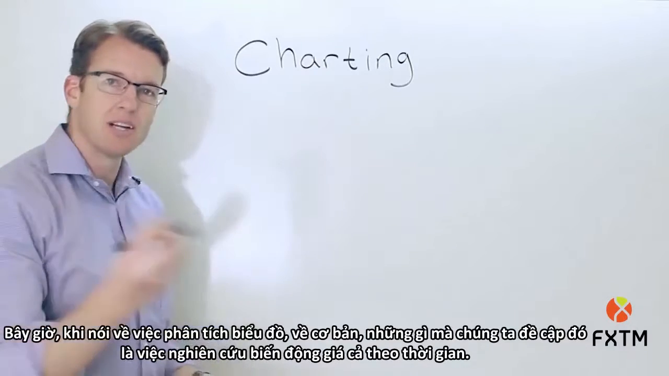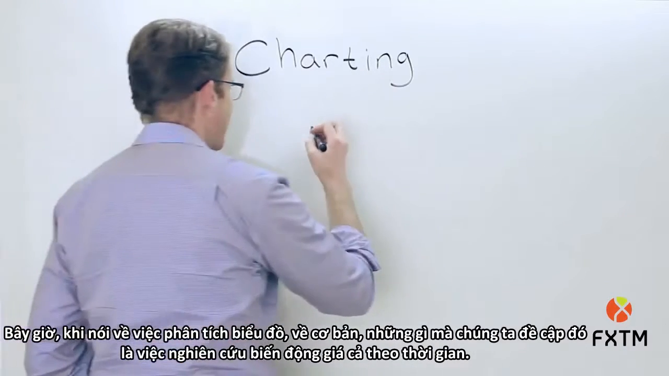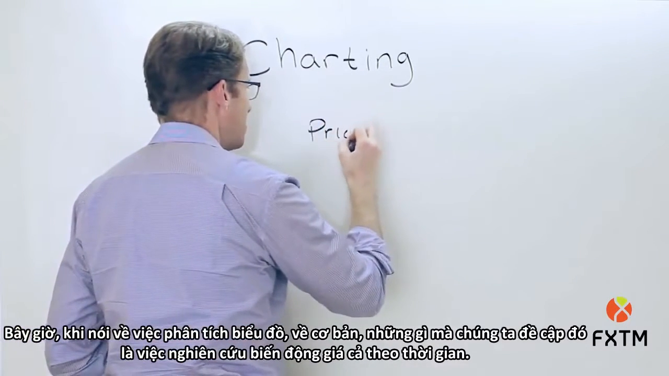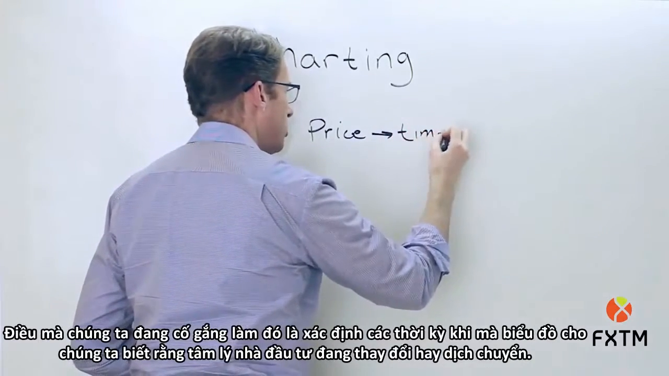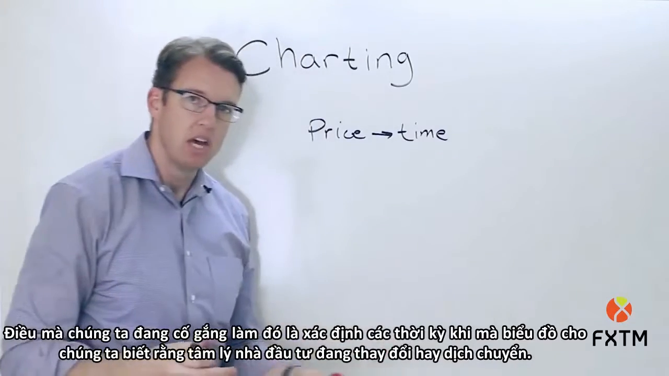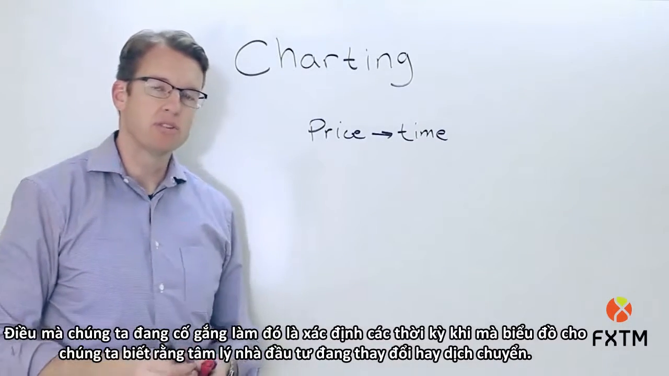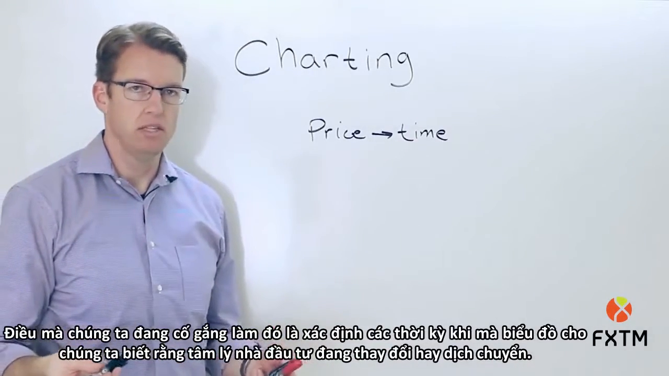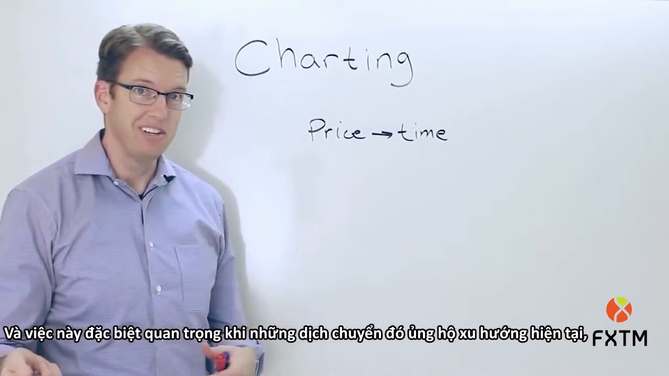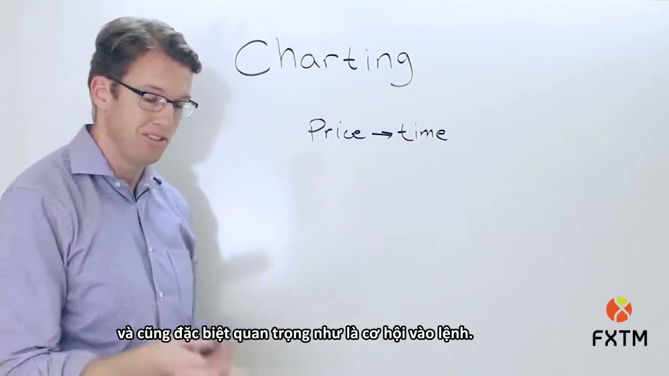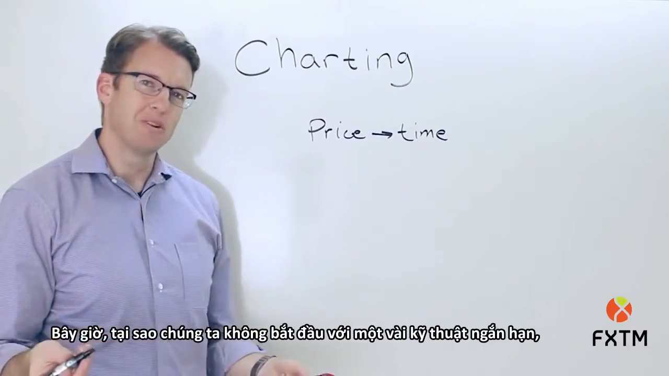Now, when we talk about charting, what we're basically saying is that it's a study of price changes over time. And what we're trying to do is identify periods where the chart is telling us that investor sentiment is changing or shifting. This is particularly important when those shifts are in favor of the prevailing trend, especially as entry opportunities. Why don't we start with some short-term techniques?